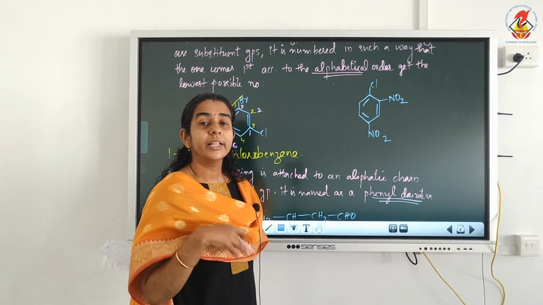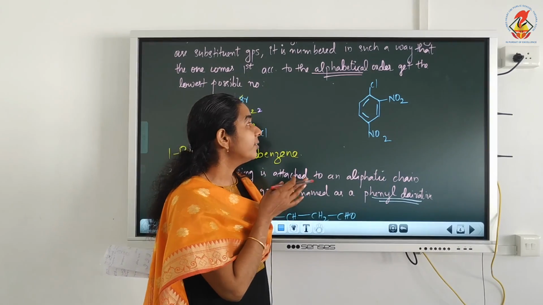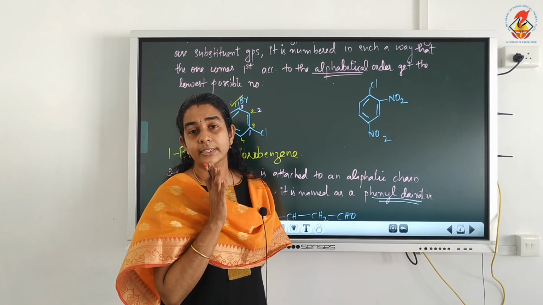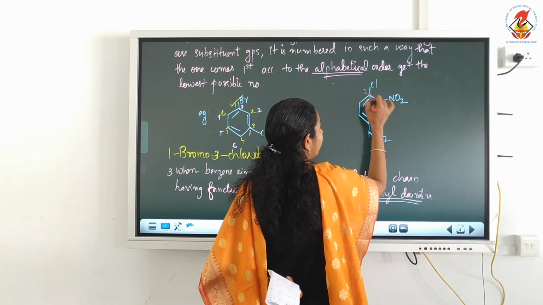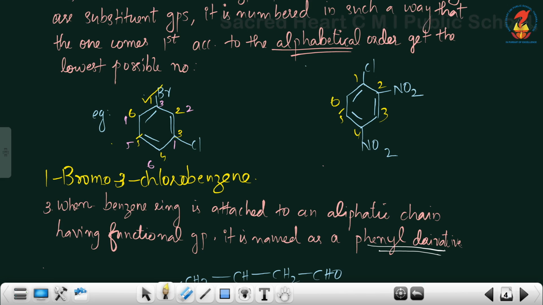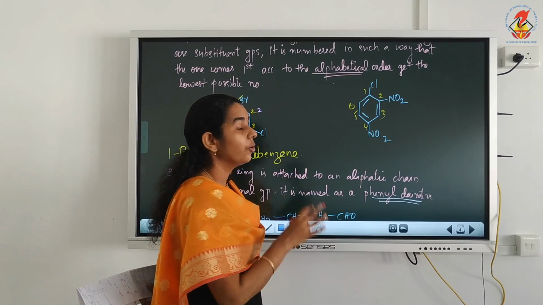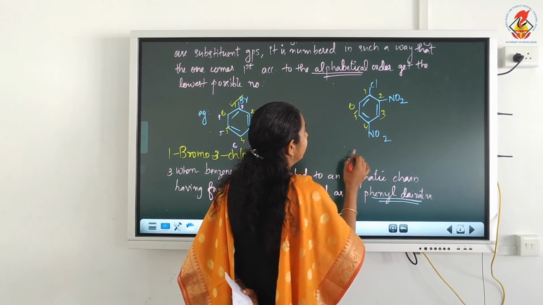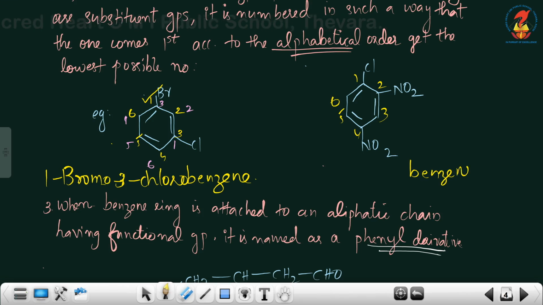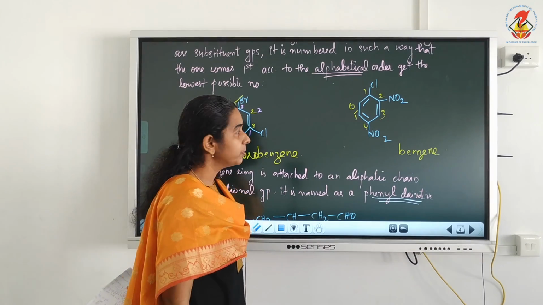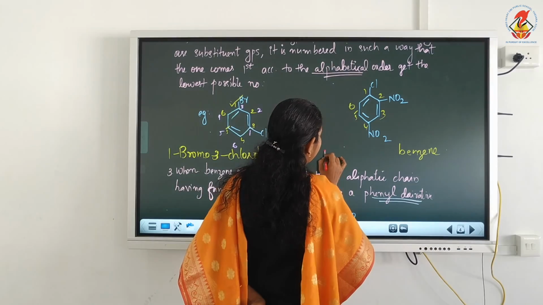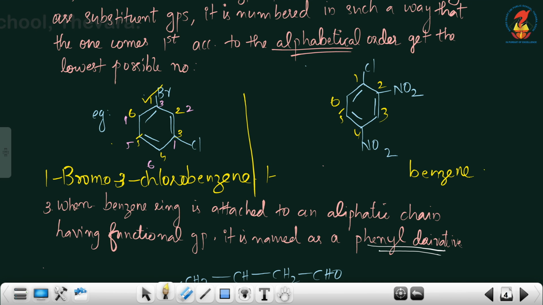Here also, all the 3 are considered as substituents only. So 1, 2, 3, 4, 5, 6. Here also they all will come as prefixes only, so the parent is benzene. There is no principal functional group present. So how should we name it? It is 1-chloro, then at the 2nd and 4th position, 2,4-dinitrobenzene.